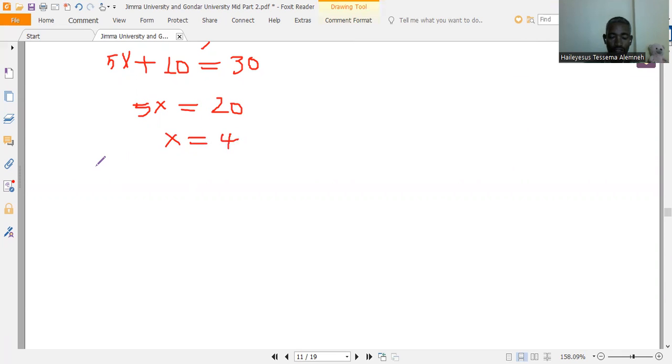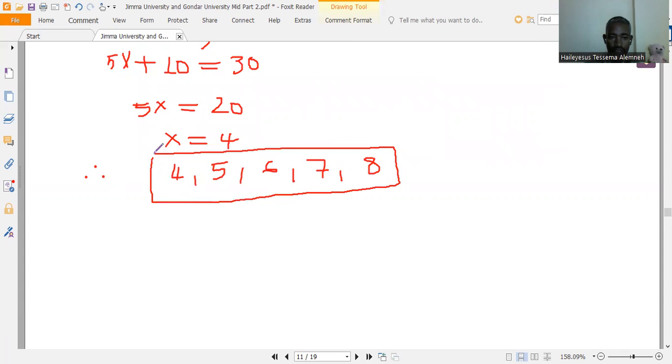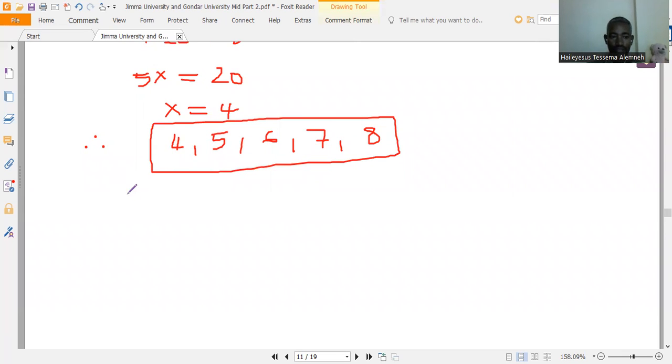Therefore, what are the numbers? The first number is 4, the next number is 5, the next number is 6, the next number is 7, the next number is 8. So these are the 5 consecutive numbers whose sum is 30. Now what's the LCM of these numbers?